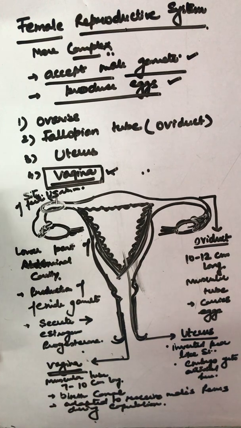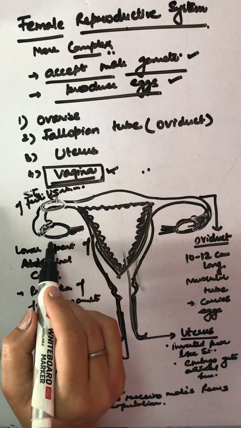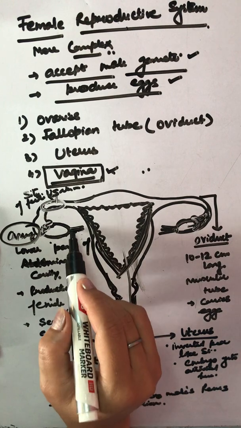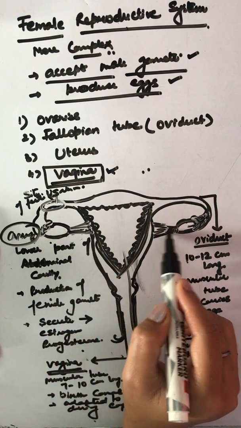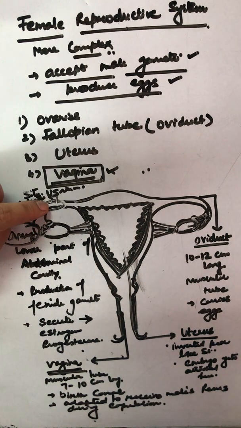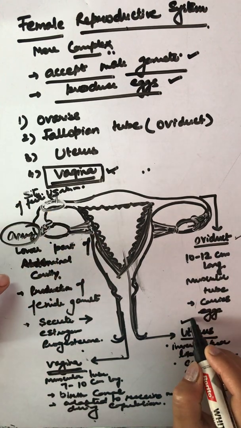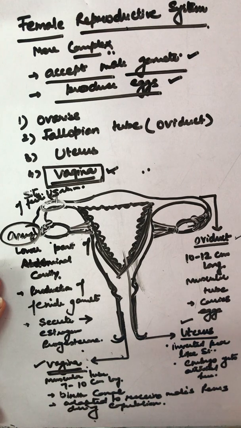Clear? So these are the parts of the female reproductive system. First is ovary, which are in a pair attached with the ligaments to this uterus. Then oviduct number 2. Then uterus number 3. Vagina number 4. Moving to the sexual cycle in females.